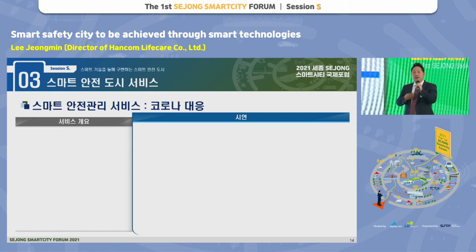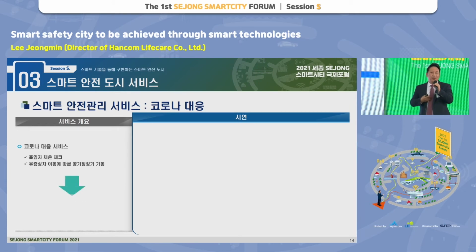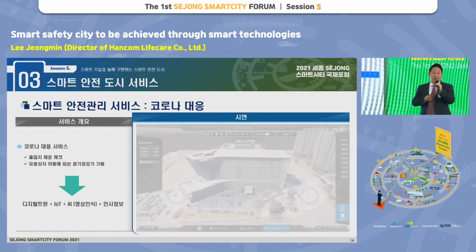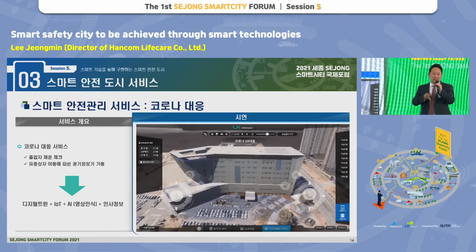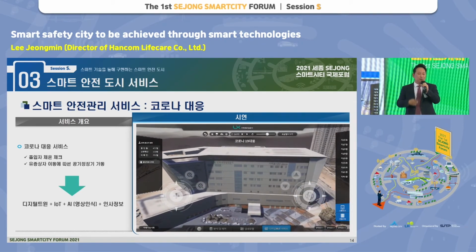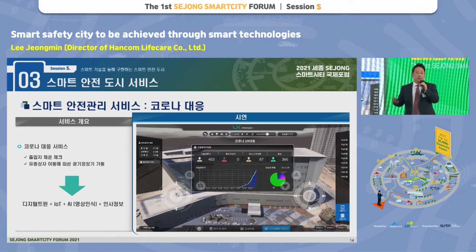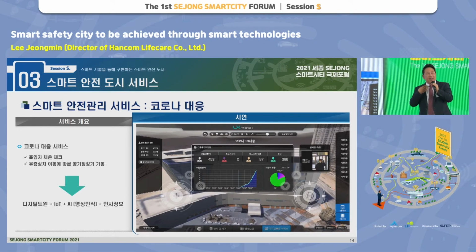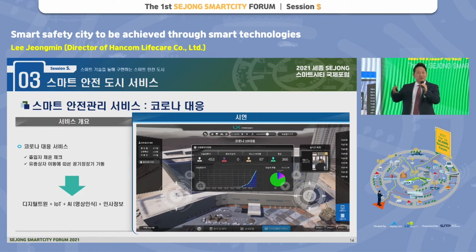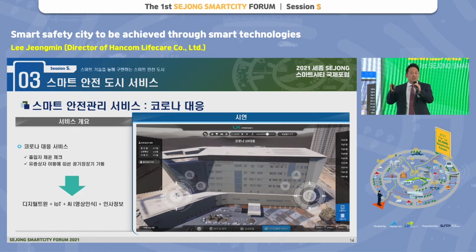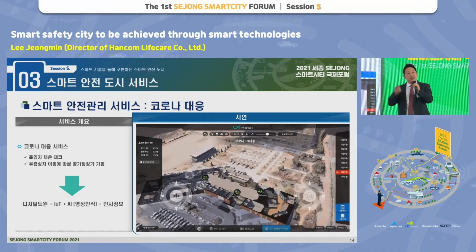Due to COVID-19, we have had a lot of issues and problems. I believe COVID-19 response is also possible through smart safety management services. Digital twin can be combined with temperature detection of people. You can see this case in the video. In real time, human temperature is checked and detected, along with how many people frequently visited a certain place.